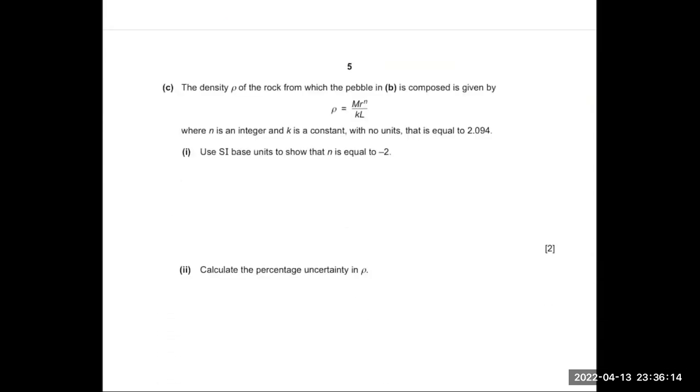Part C says, the density rho of the rock from which the pebble in B is composed is given by rho is equal to M R to the power n upon K L, where n is an integer and K is a constant with no units. So K here has no units. That is equal to 2.094. Use the SI base units to show that n is equal to minus 2. You need to show that this n here is equal to minus 2.